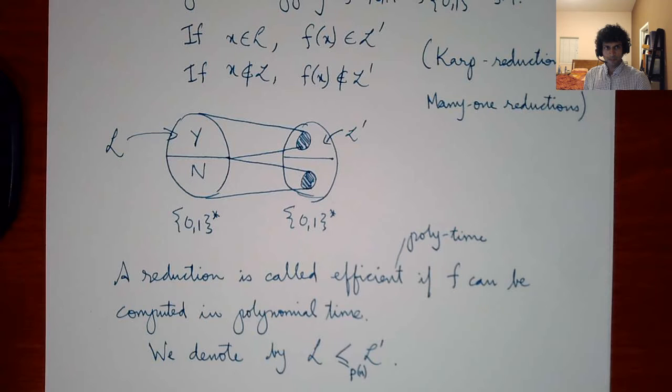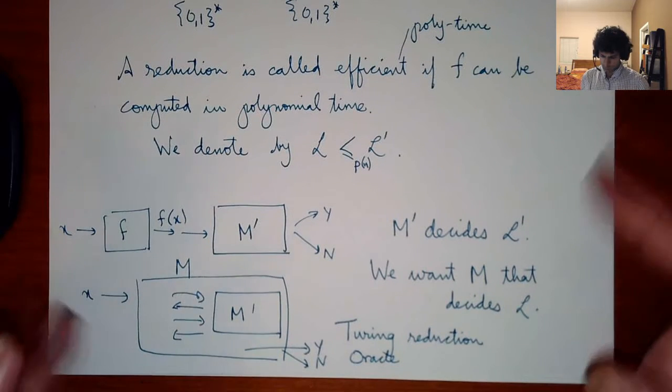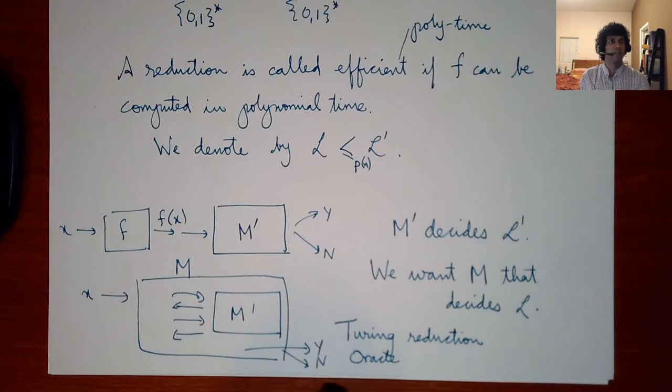And just as a little bit of history behind this, initially the reductions were defined as Turing reductions by Turing, and then eventually mapping reductions were discovered, and it was discovered that mapping reductions give a very rich theory.